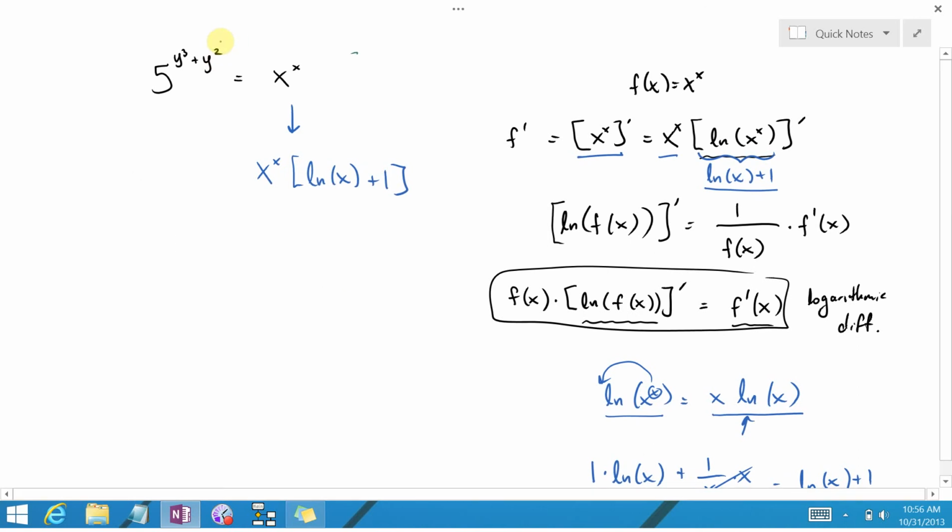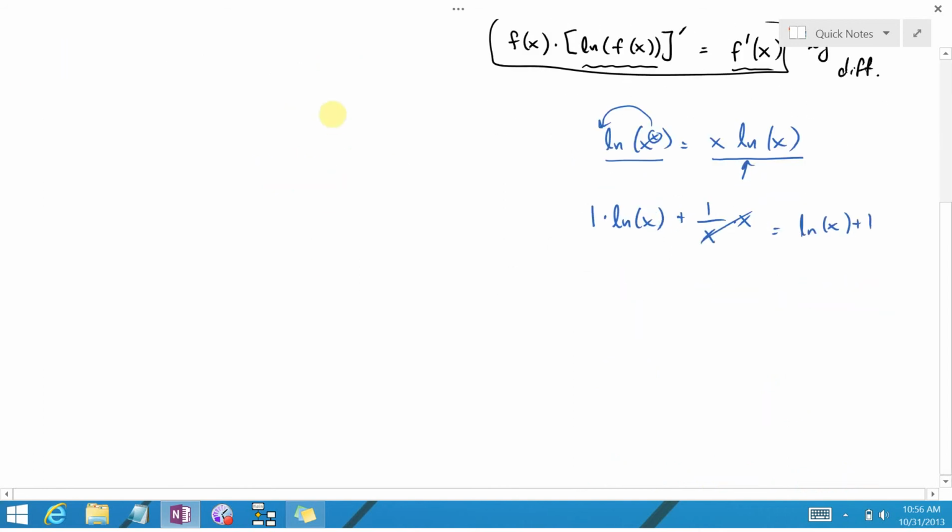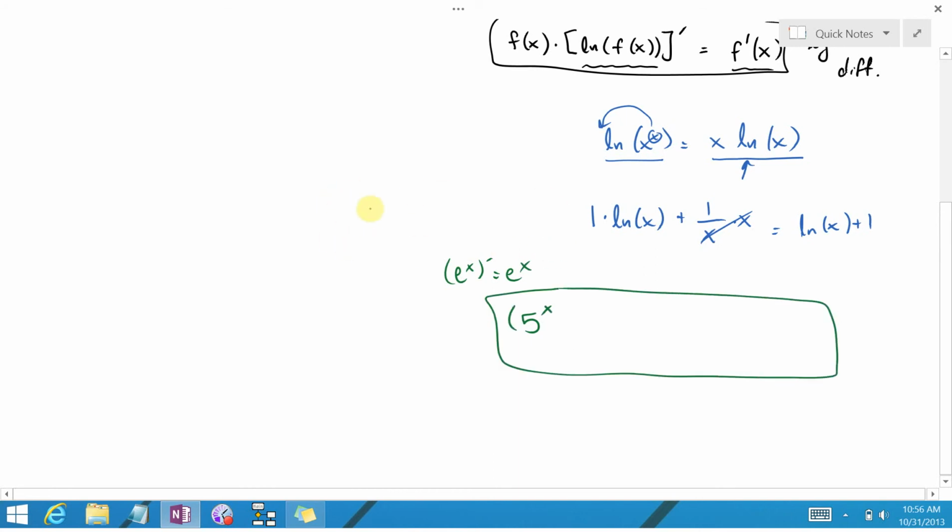We had no option but to use this logarithmic differentiation trick here on the right-hand side, but we have other options here. So let me ask you this question. We know what the derivative of e to the x is. It's just its own derivative. But what if I had something like 5 to the x, because that's more relevant to the problem at hand? What is its derivative?